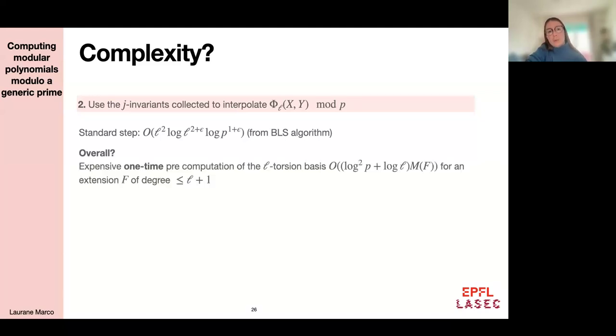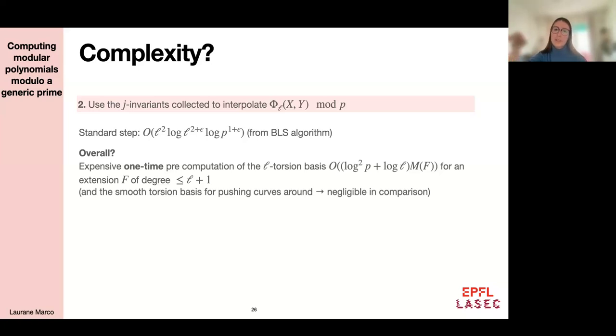And so overall, in our context, we're going to have one very expensive one-time pre-computation of the L torsion basis, which is going to be of the order O of log P. I don't know why there's a square, plus log L times the cost of your arithmetic over your extension field of degree at most L+1. And then you're also going to have to compute these smooth torsion bases for pushing curves around, but this is going to be for very small primes, and in comparison, it's going to be negligible compared to the cost of computing the L torsion bases.